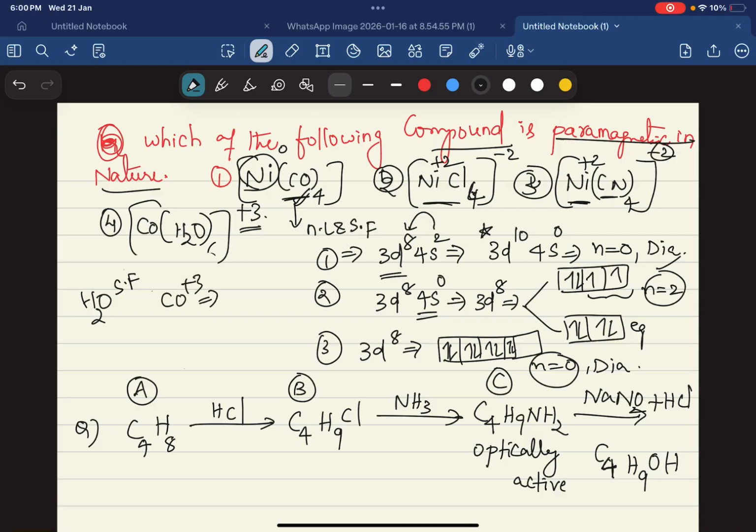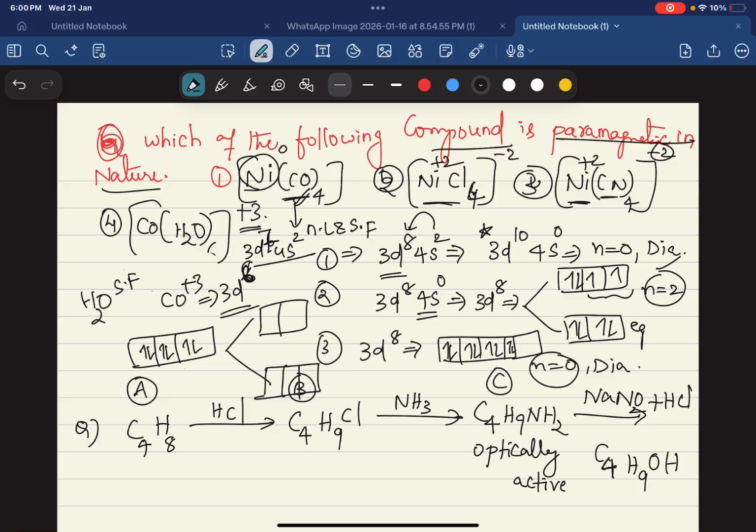The resultant configuration is 3d6, because 3d7 4s2 is the general configuration and we have to remove 3 electrons, so that 3d6 is the resultant. So you can write those 6 electrons like this because of the strong field nature. If you want, you can split it this way: t2g will be down and eg will be up. So all the electrons are paired up in t2g itself, so there will be no unpaired electrons. So the answer for this is only 1.